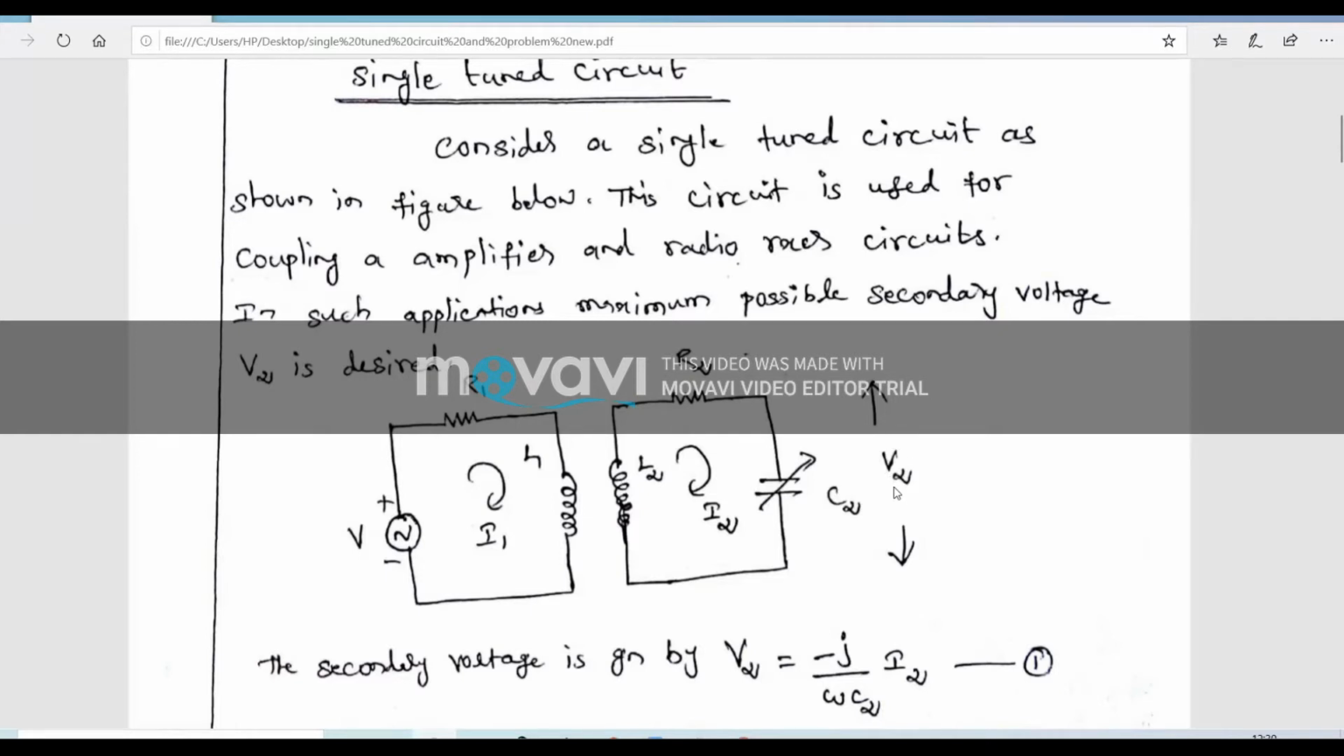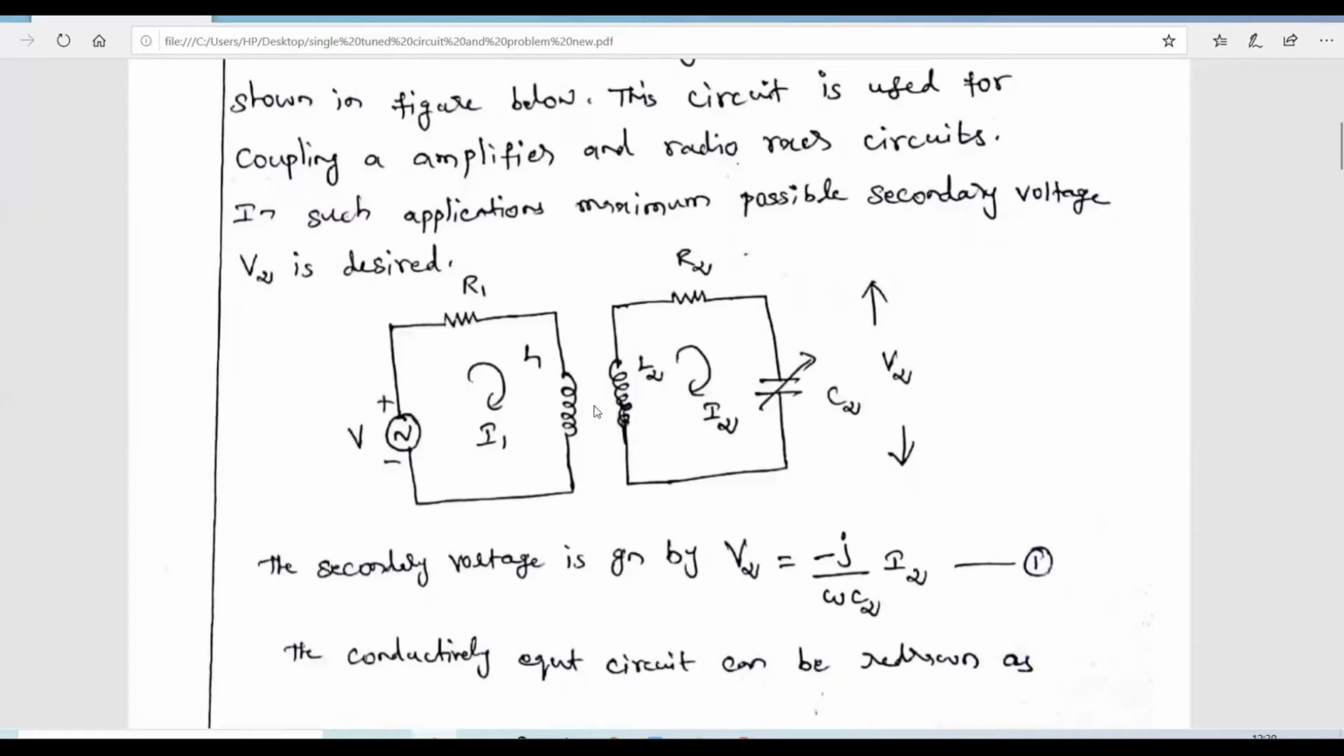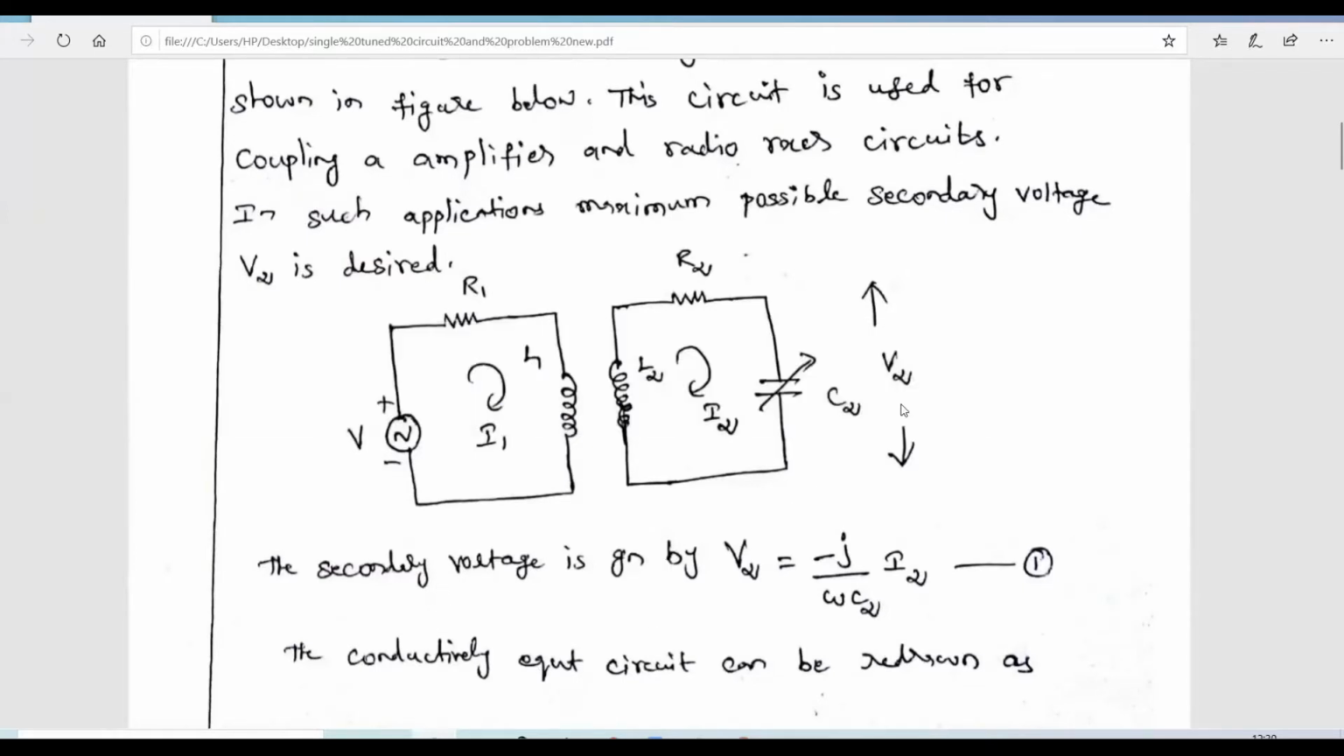In this circuit, the two inductors, the primary and secondary windings, are placed very close together. That is why there is a mutual inductance between these two coils. Now our aim is to prove that the maximum voltage appears across this capacitor C2. So what is the output voltage of this single tuned circuit? The output voltage V2 can be written as the voltage across the capacitor.